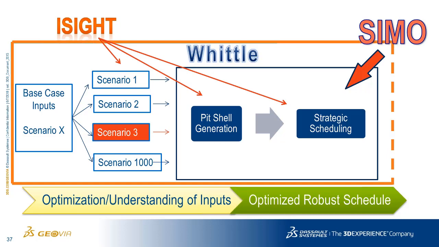So as you can see, the visual idea is, instead of just trying one scenario, we're going to try hundreds or thousands of scenarios, both on the input side, but also on my pit shell level, and pass each one through to the strategic scheduling of SIMO. And that way we can compare all the different results and all the knowledge. So it's an optimization and understanding of the inputs to potentially produce an even more optimal solution.